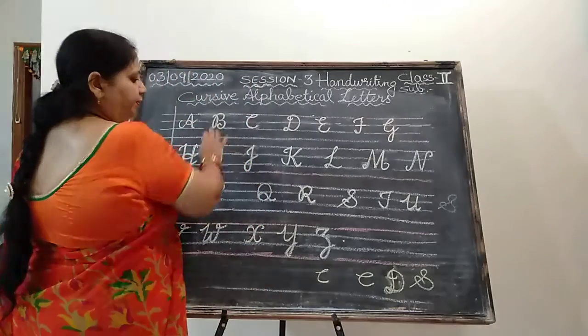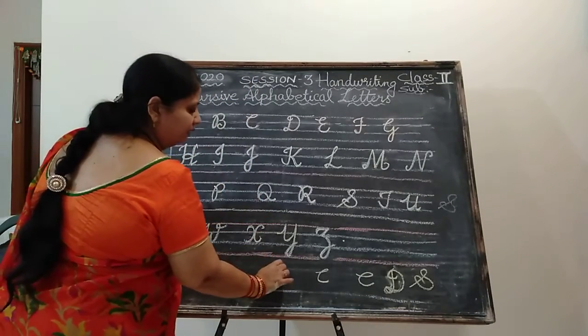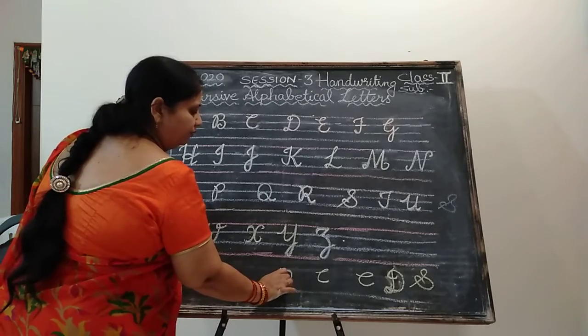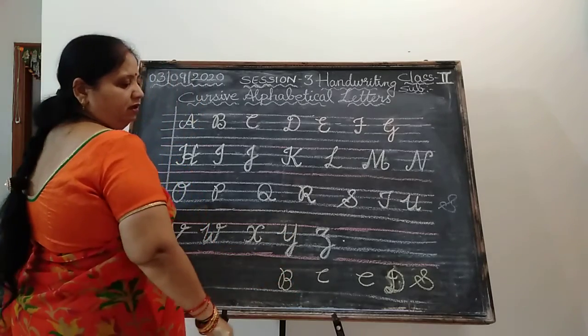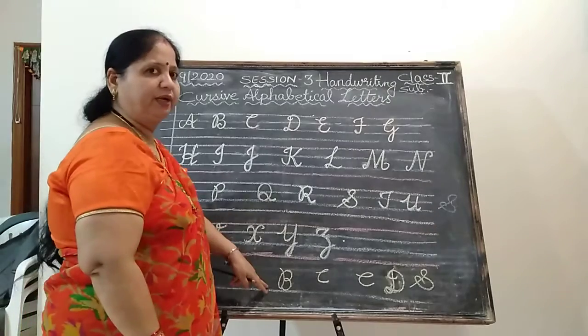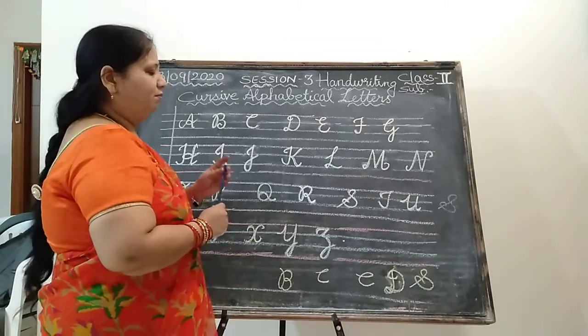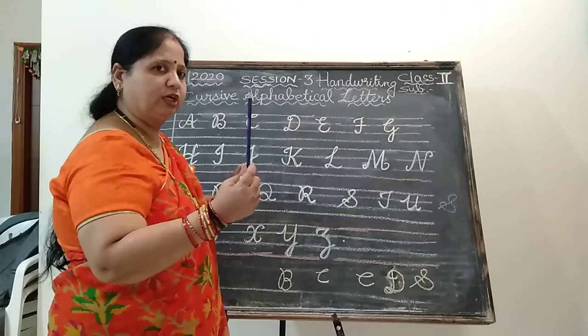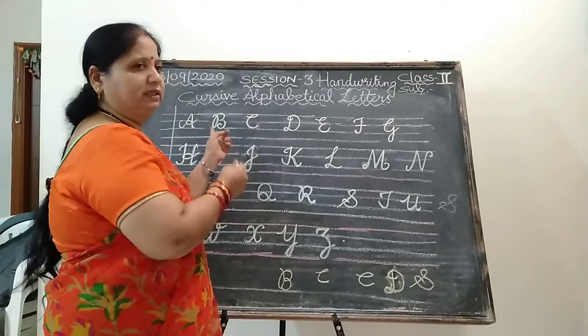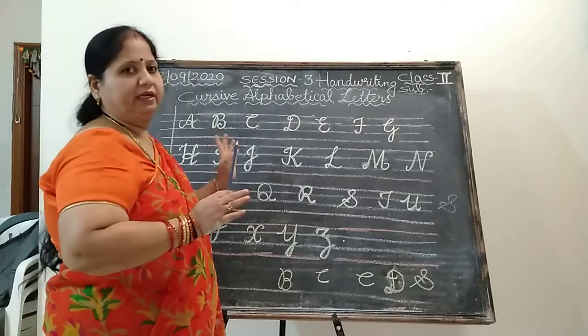Okay, and B. How to write the letter B? This is B. Very simple. See? Are you facing any difficulty to write? Nothing. But if your pencils are sharp, you can write those letters, those strokes, very neatly.